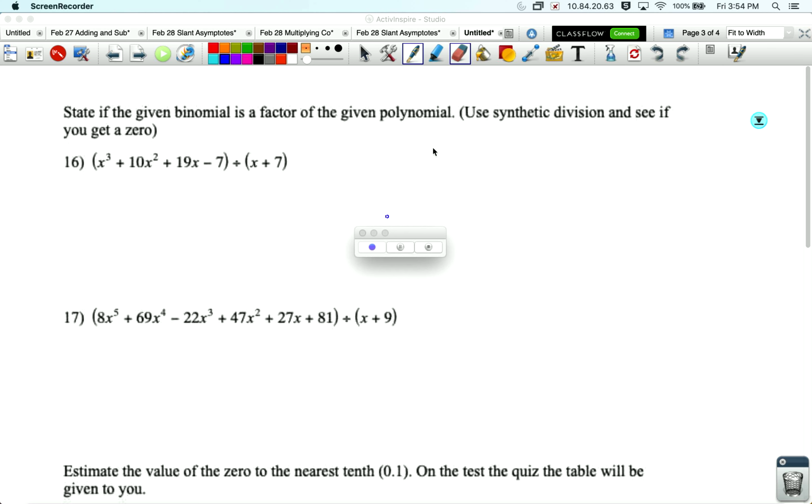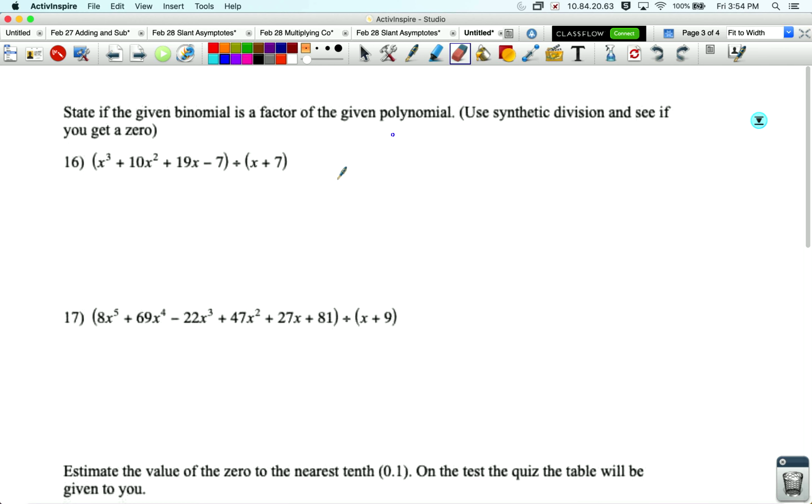Part 2, state if the given binomial is a factor of the given polynomial. Use synthetic division, see if you get a 0. So when doing synthetic division, I write down all of my coefficients and only my coefficients in a line. And then outside of my synthetic division, I write the number that makes this 0. We want to always divide by the root, not the factor. So -7. All right, let's try the synthetic division.